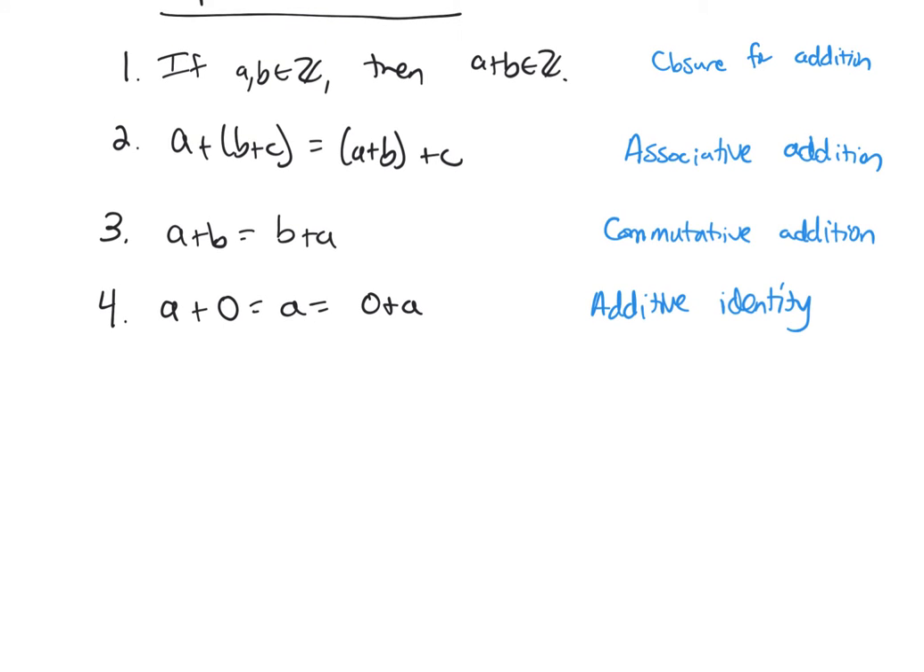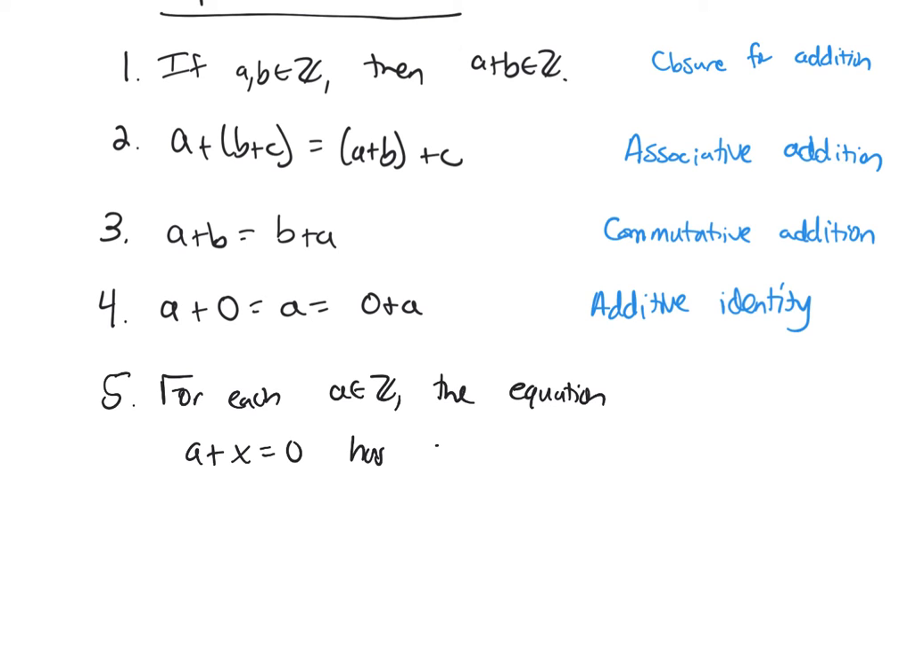The fifth property, there's not a name for it, but for each a in the integers, the equation a plus x equals 0 has a solution in Z. So every element has what's called an additive inverse, a number that when you add to it, you get 0.